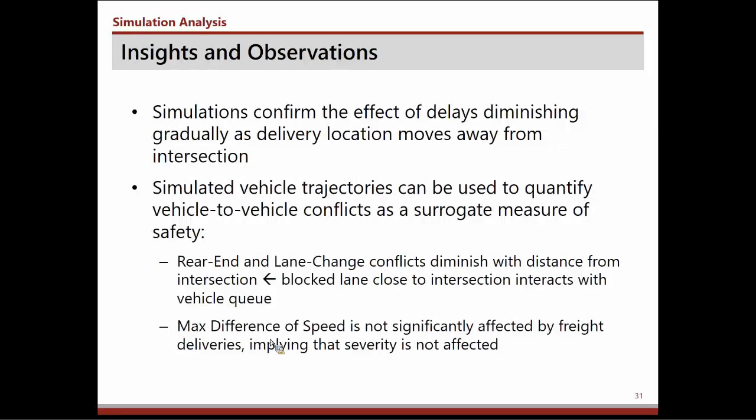So some insights here. The simulations confirm the effect that delays diminish gradually with the delivery location as you move it away from the intersection. So our analytical model seems to have a good descriptive capability for that phenomenon. And these trajectories can be used with a surrogate safety assessment model to quantify the vehicle-to-vehicle conflicts as a measure of safety. And so rear-end and lane change conflicts both seem to diminish in the same way that delays did. And as I said, it really seemed to have a lot to do with whether or not the delivery vehicle was interacting with queues. But the max difference of speed was not significantly affected.